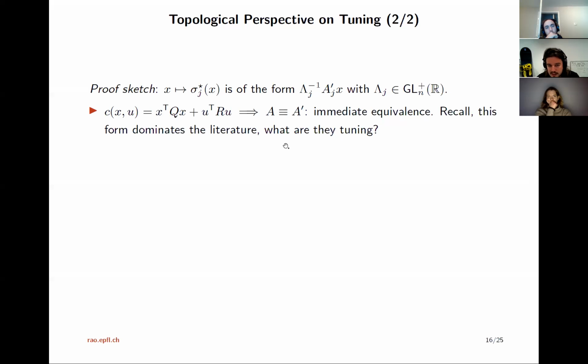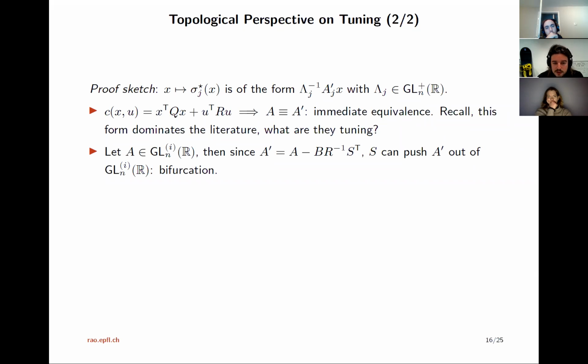So it's really structurally stable in some sense. But if you do introduce an S, then it's possible. So then, formally speaking, you can introduce a bifurcation in your closed loop system.